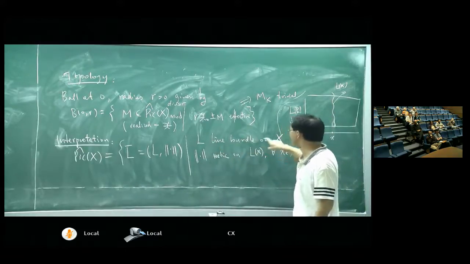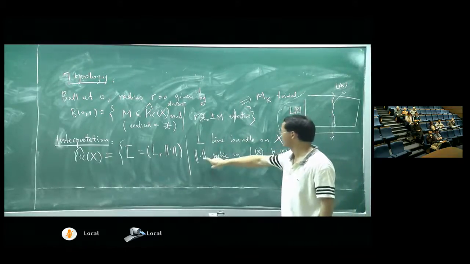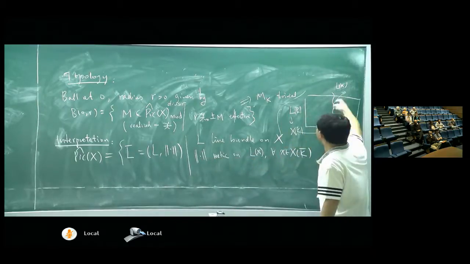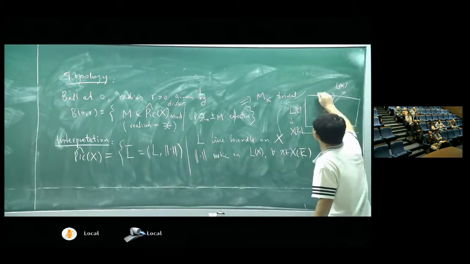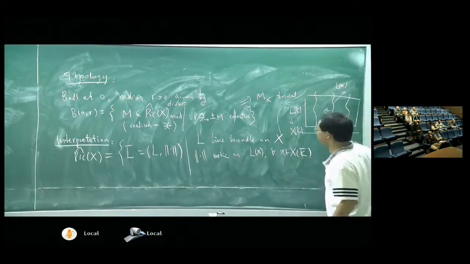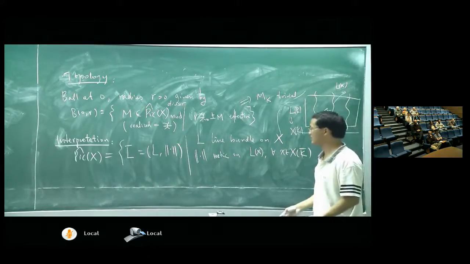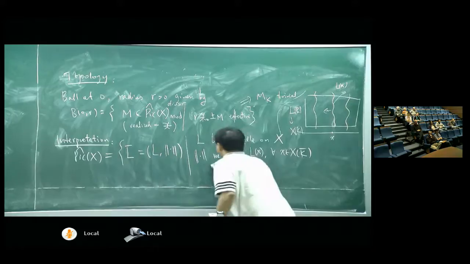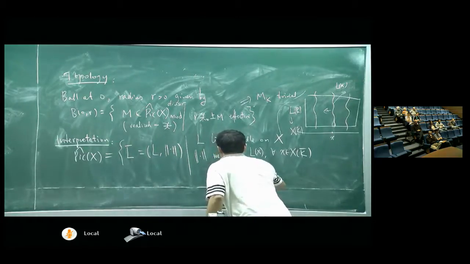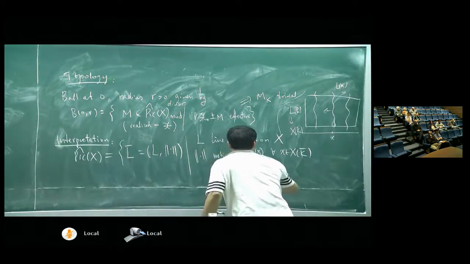So L is a line bundle on X, and then we take a metric on each fiber. Now we vary the fiber, we get a collection of metrics, and then we want that collection to be continuous and Galois invariant.